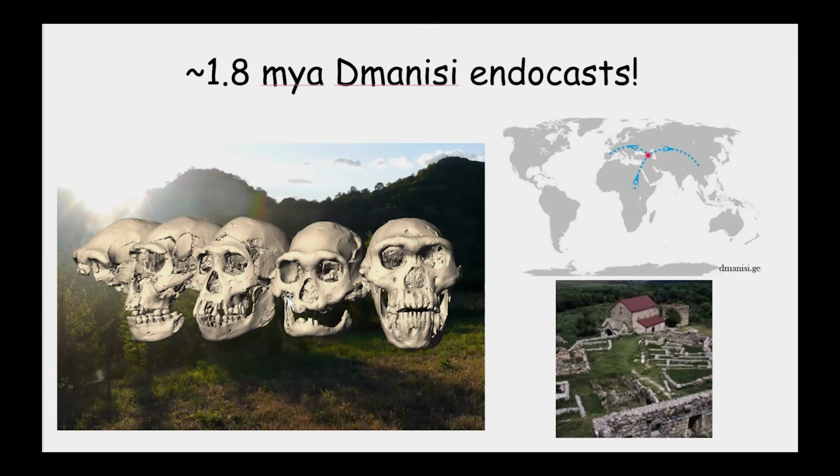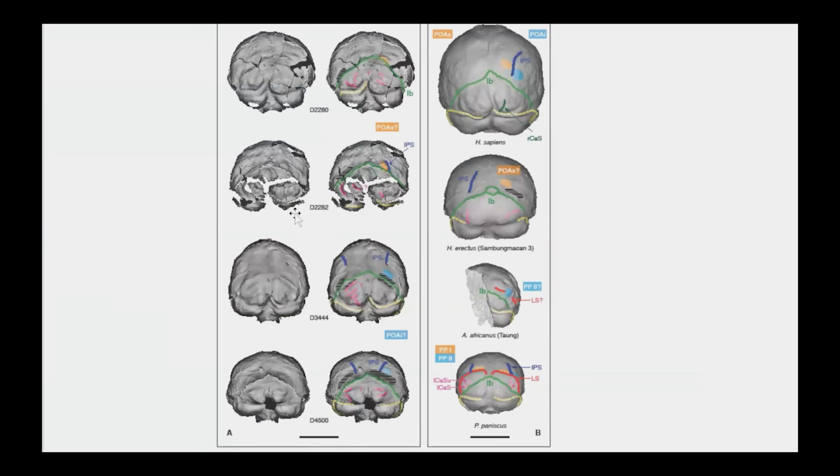And I'm going to do this very quickly. We applied it to the fossil record, to hominids that lived 1.8 million years ago in the Republic of Georgia, at Dmanisi. Here they're endocasts. And we think on the endocasts, we actually see little signs of these little connecting gyri as they're coming to the surface.